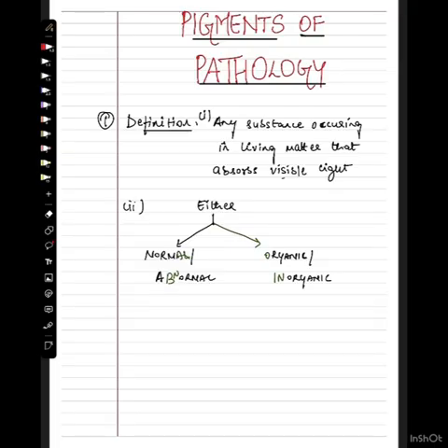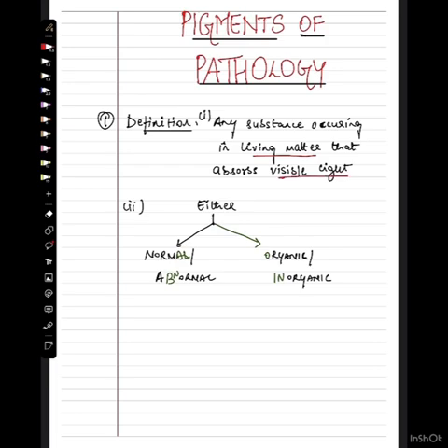In this video, we are going to talk about a topic which is very essential to know for every pathology resident in order to give a correct histopathological report. We are now going to talk about pigments in pathology. What are pigments? Pigments are any substance which occurs in living matter that usually absorbs visible light.